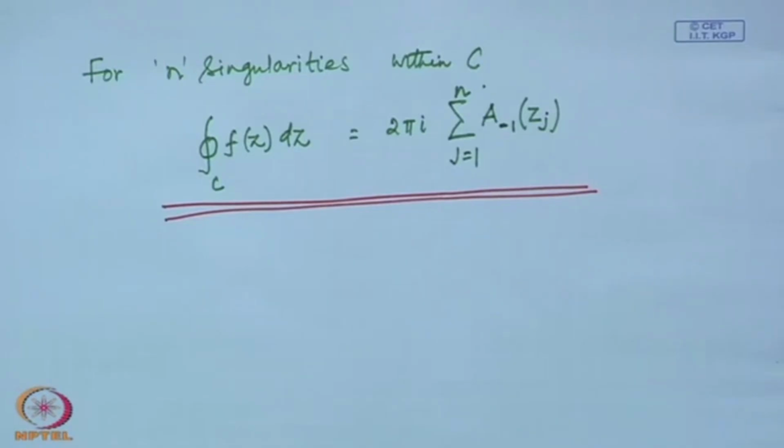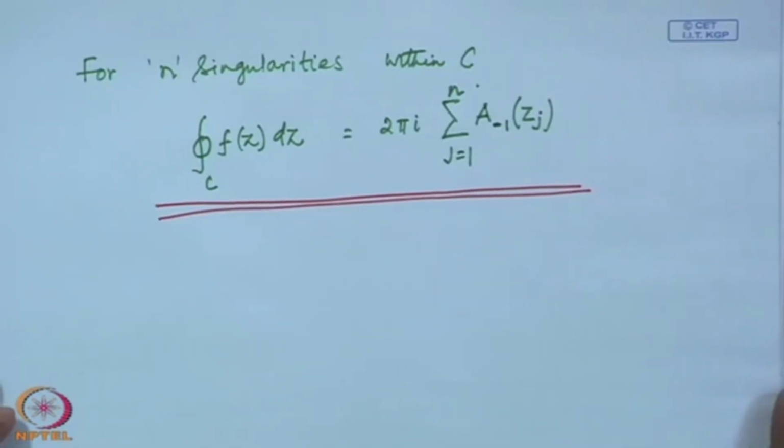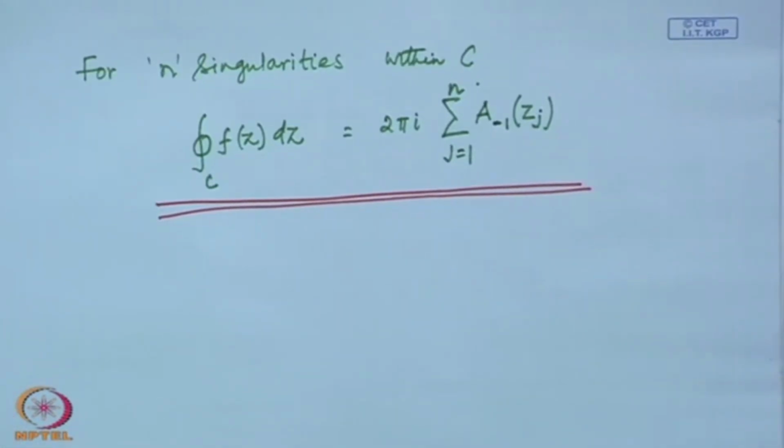With this much background, now let us go to our conformal transformation. As we have said, geometric mapping or transformation by an analytic function is called a conformal transformation.